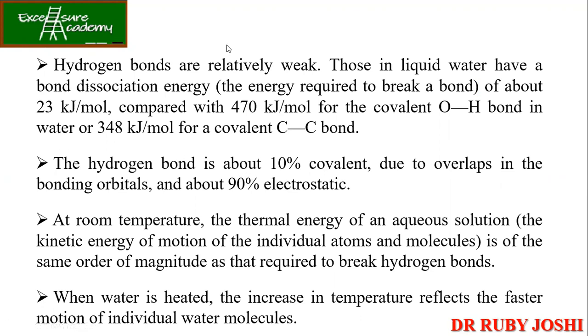Now, why I'm saying this is important to remember, because this is what you're going to use when you solve the numericals based on hydrogen bond dissociation, right? So please remember this. It is about 10% covalent due to overlaps in the bonding orbitals, and about 90% electrostatic. At room temperature, the thermal energy of an aqueous solution is of the same order of magnitude as that required to break the hydrogen bonds. So when water is heated, the increase in temperature reflects faster motion of individual water molecules, and that's why it is easy to boil water.